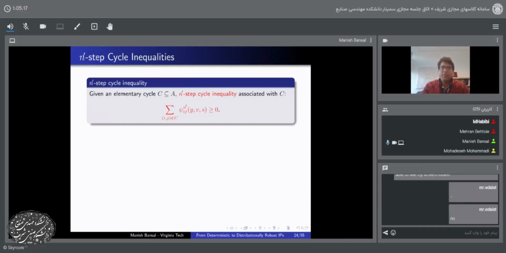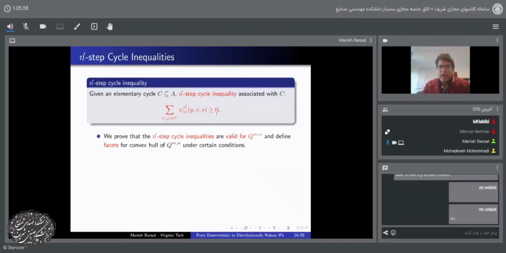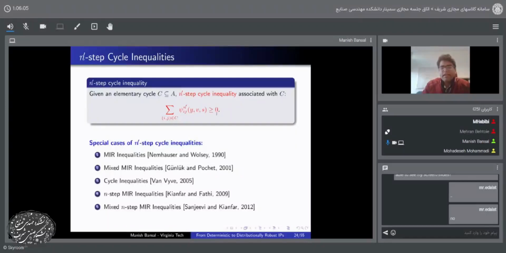in that graph. So our first result is that we can derive some inequalities as follows, referred to as n prime step cycle inequalities. Given an elementary cycle C, the n prime step cycle inequality associated to that cycle C is essentially the sum of all the linear functions corresponding to arc ij in that cycle C, set greater than or equal to 0. And this is referred to as the n prime step cycle inequality. So we prove that these inequalities are valid and they define facets for the convex hull of the set QMN under certain conditions.